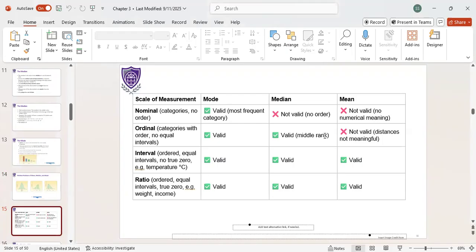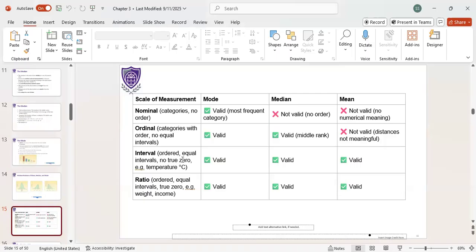The same thing for the mean if it's ordinal: it's not a number, so distance is not meaningful. So you cannot have the average of the objects if they are not in numeric format, but you can have median because you can rank them. So the median you can measure, and also the mode.